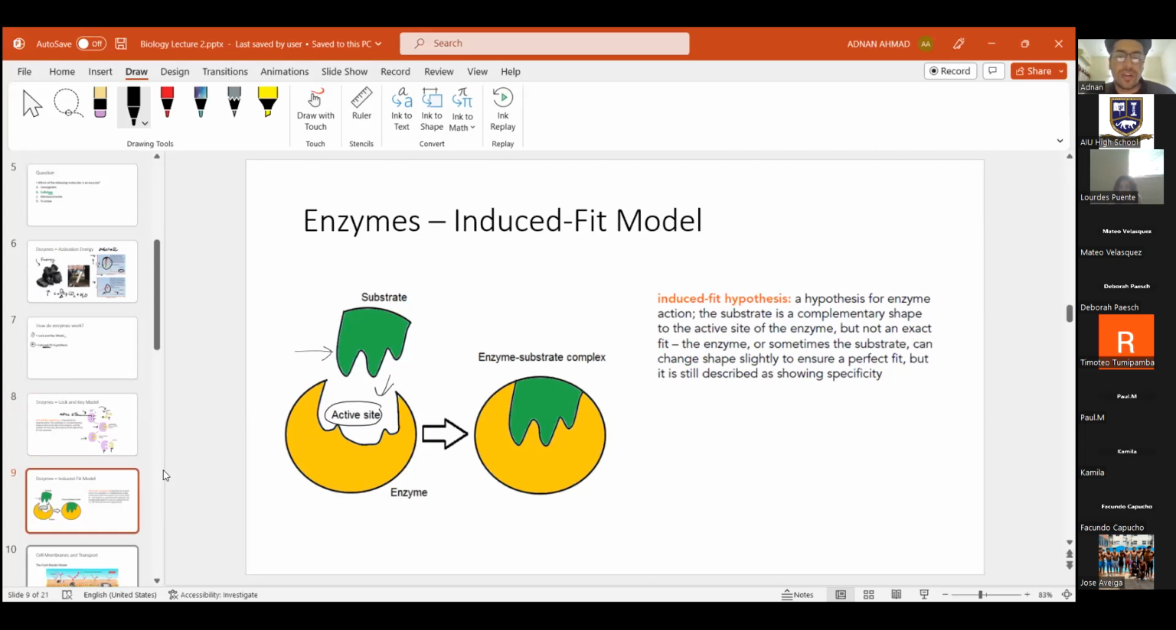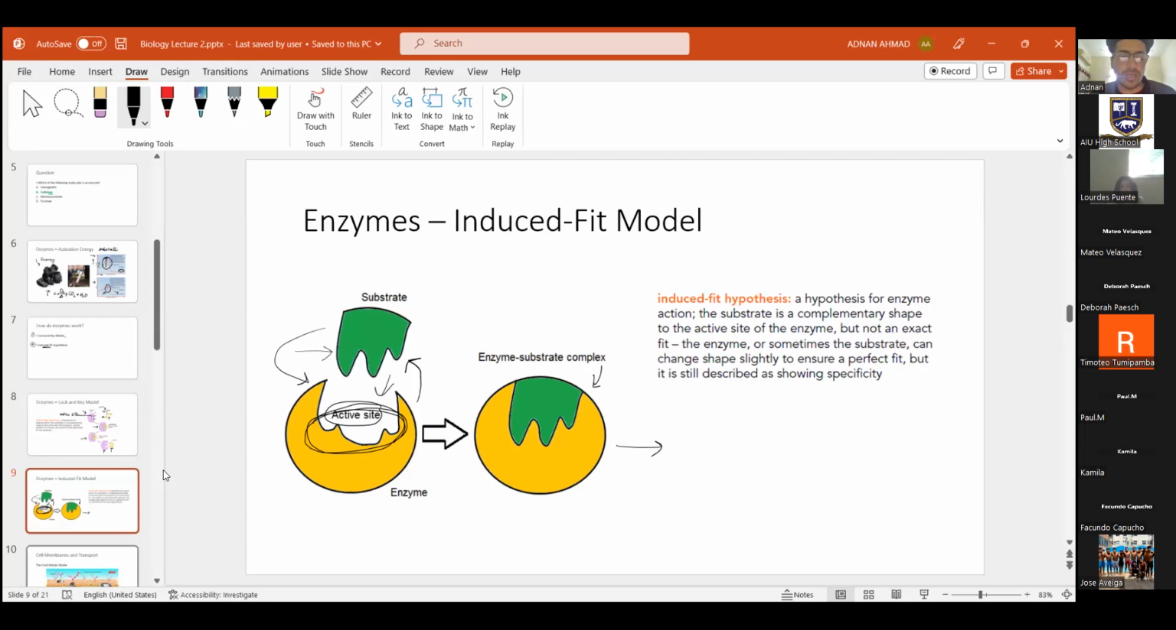What the induced fit model says is that when a substrate comes closer to the enzyme, the active site is changed. The active site is modified according to the shape of the substrate, and it forms an enzyme-substrate complex. In the previous model, we studied that the enzyme is just like a lock and 100% fits a key. But in this model, we are learning that the enzyme can change its shape a little according to the substrate, and then the product is formed. This is the most relevant and recent research.